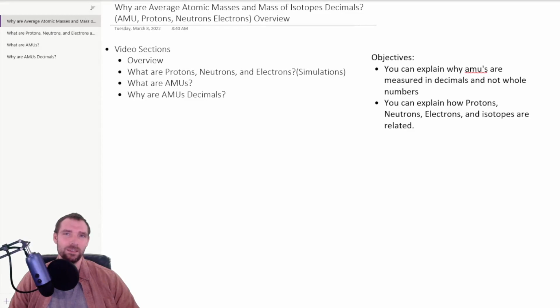Today we're going to be talking about why average atomic masses will come out as decimals, as well as why the mass of isotopes come out as decimals. I'm making this because I Googled this question and there was no good resource really explaining this. There's some people who said things that were kind of right, like half true, but not all the way true. So I wanted to help you understand this.